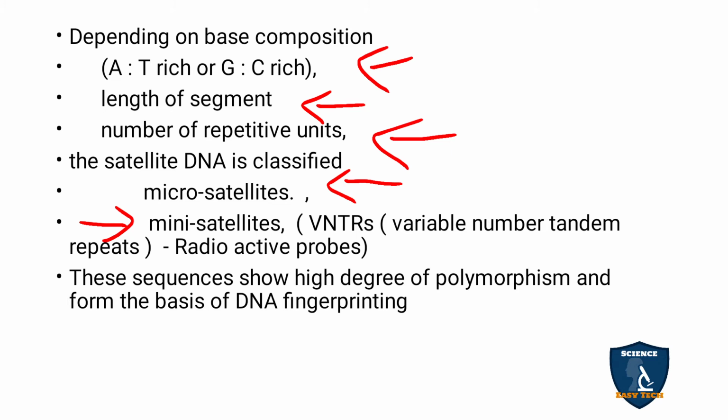These sequences can be polymerized. Polymerized means you can create a large number of copies of the sequence. For what are we doing this? For DNA fingerprinting. To form a DNA fingerprint, we can polymerize the sequence to make large copies.